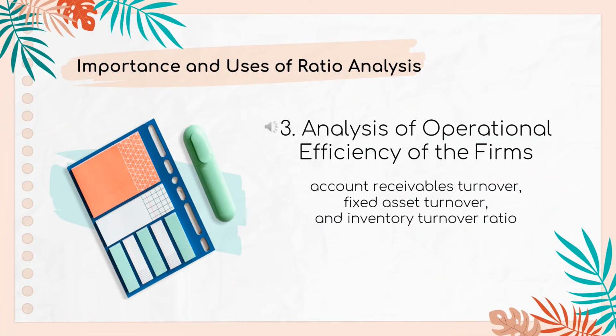Number three, analysis of operational efficiency of the firms. Certain ratios help us to analyze the degree of efficiency of the firms. Ratios like accounts receivable turnover, fixed asset turnover, and inventory turnover ratio measure a company's capability to generate income by using the assets. It looks at various aspects of the firm, like the time it generally takes to collect cash from debtors or the time period for the firm to convert the inventory to cash. This is why efficiency ratios are very important, as an improvement will lead to a growth in profitability.